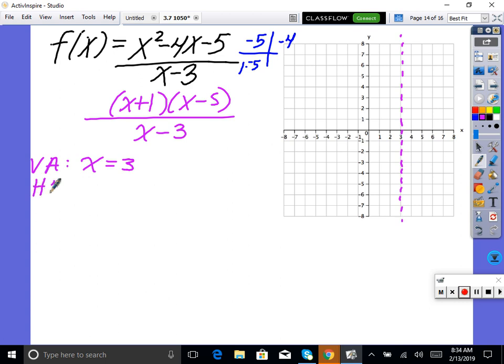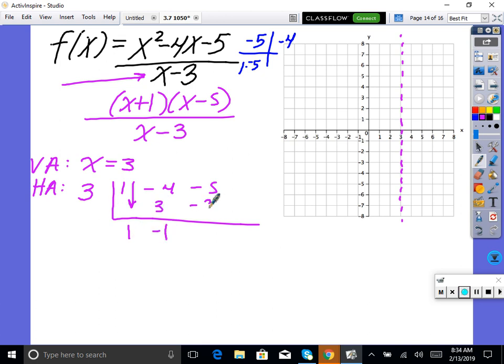Horizontal asymptote is better to look at in standard form. Well, we got an oblique asymptote, don't we? Degree on top is bigger. So let's do synthetic division, but I can only do that in certain cases, which this is one of those cases. 3, 1, negative 4, negative 5. Add straight down, multiply up, add straight down, multiply up, add straight down. Will the remainder matter? No, not for this. For asymptotes, no. So y is equal to x minus 1.